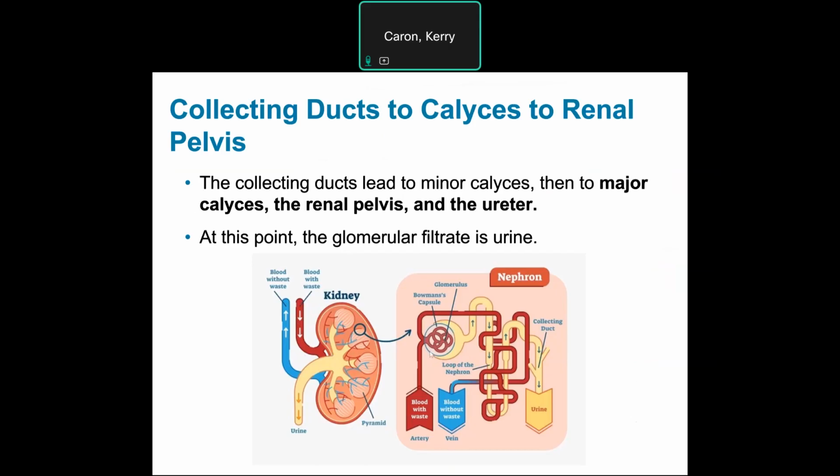And here we see the tubules. So we have the Bowman's capsule and the glomerulus. And from here, blood goes out the efferent, cleaned blood goes out the efferent arteriole, and the glomerular filtrate, the waste product, then goes to the proximal tubule, loop of Henle, ascending and descending, distal tubule, to the collecting ducts, which everything pours into the calyces and ends up in the renal pelvis to go out of the body eventually via ureters. And at this point, we call it urine.